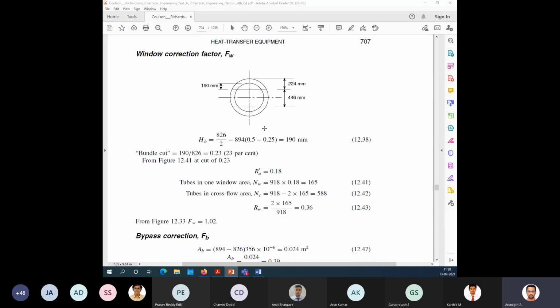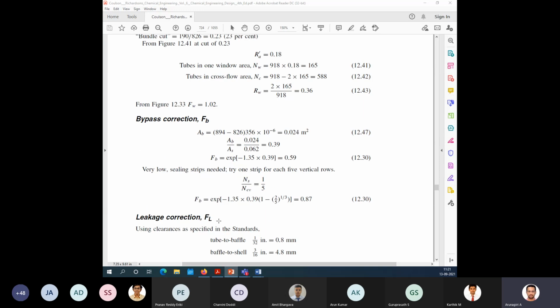From the figure, you can calculate, because on the x-axis we have cut. That cut represents both baffle cut and bundle cut. Okay, so for this bundle cut, you can calculate the value of Ra dash. Ra dash is 0.18. So you can calculate tubes in one window area, that is 0.18 into 918, 165. Tubes in cross flow area is 918 minus 2 times 165. So that will be the Rw 0.36. So 0.36 versus Fw, you can get the Fw value, that is 1.02.